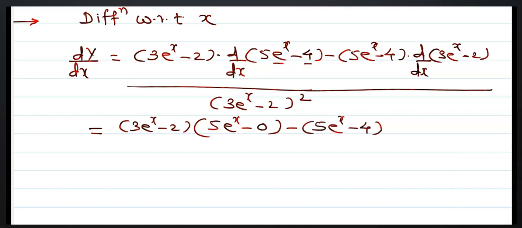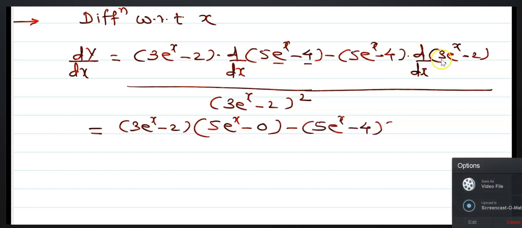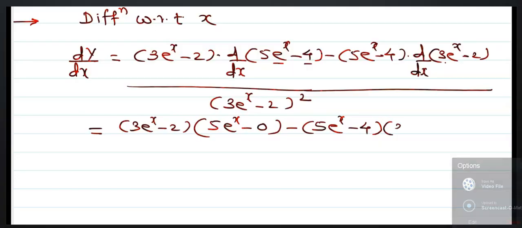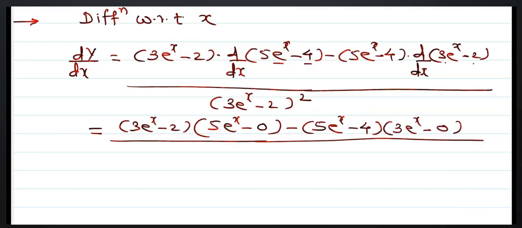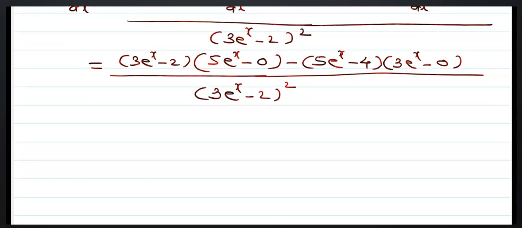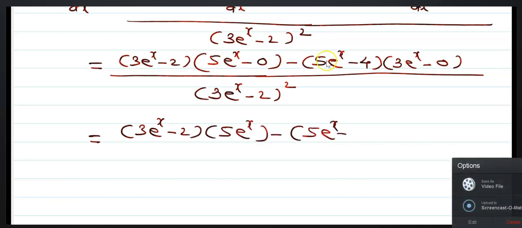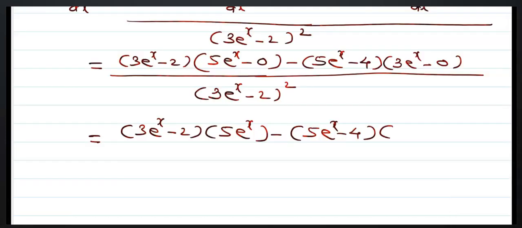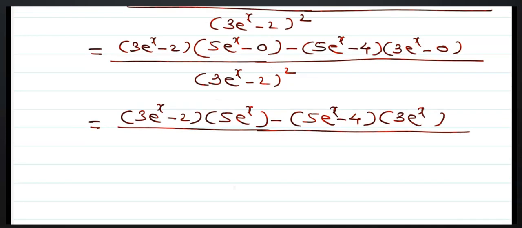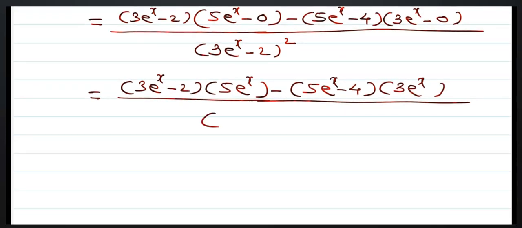Minus 5 e raised to x minus 4. Again the derivative of 3 e raised to x: the derivative of e raised to x is e raised to x into 3, and the derivative of 2 is 0, upon (3 e raised to x minus 2) whole square. So (3 e raised to x minus 2) into 5 e raised to x, minus (5 e raised to x minus 4) into 3 e raised to x, upon (3 e raised to x minus 2) whole square.